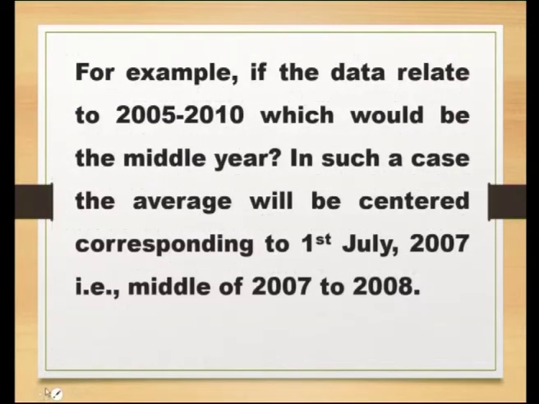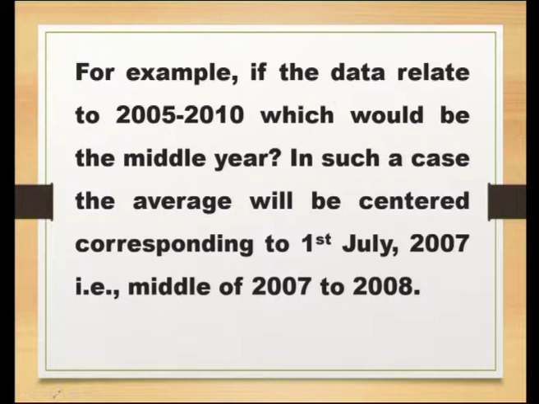Okay. For example, if the data relate to 2005 to 2010, just count how many years: 2005, 2006, 2007, 2008, 9, 10, which would be the middle year. In such a case, the average will be centered corresponding to 1st July. The middle year is between 2007 and 2008. So, 1st July 2007, that is middle of 2007 to 2008.